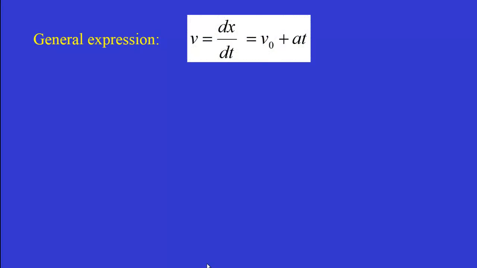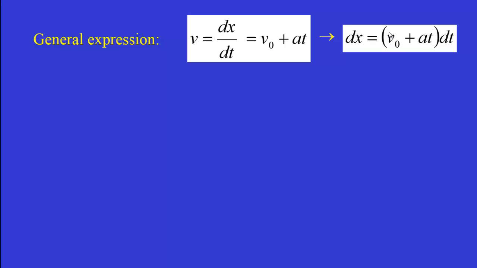We can repeat this procedure starting with the general expression for the velocity in order to find the position as a function of time. And I'll go through this quickly because it follows a very parallel process to what we just did with acceleration. So if the velocity is dx/dt, then we know now that that is equal to v0 plus at from what we just found. So what we will do now is take this expression, multiply both sides by dt, and that will give us dx is equal to (v0 plus at) times dt.